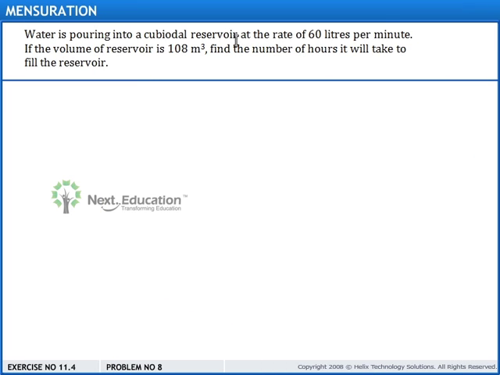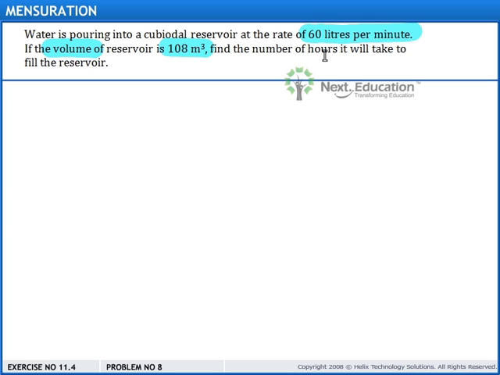Water is pouring into a cuboidal reservoir at the rate of 60 liters per minute. If the volume of the reservoir is 108 meter cube, then we have to find out the number of hours it will take to fill this reservoir. Now let's begin the solution.